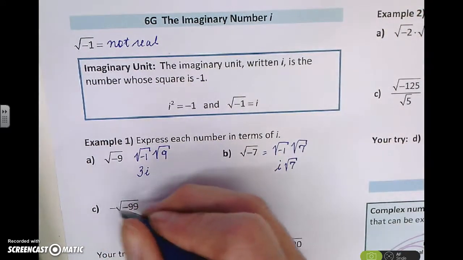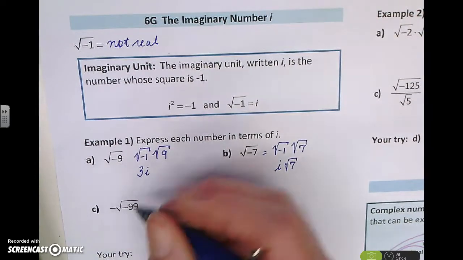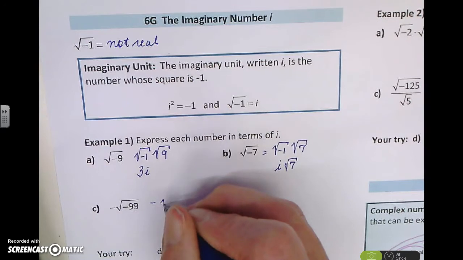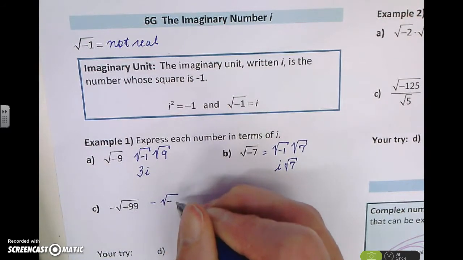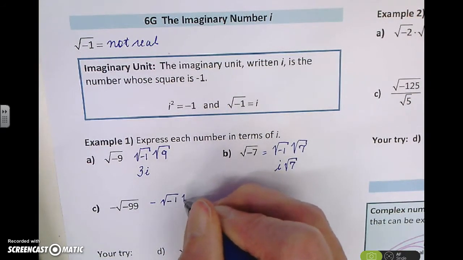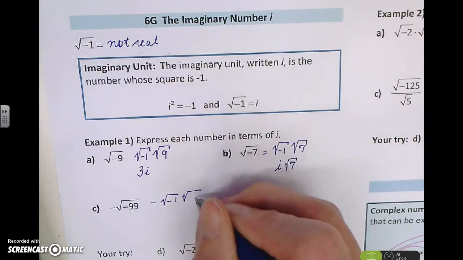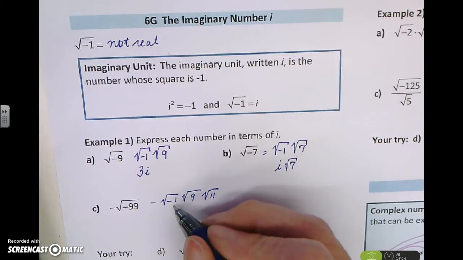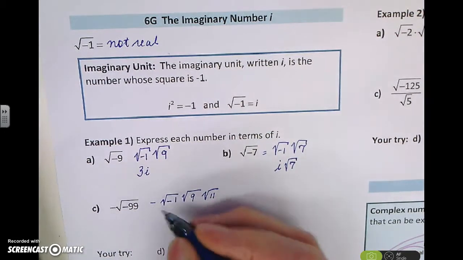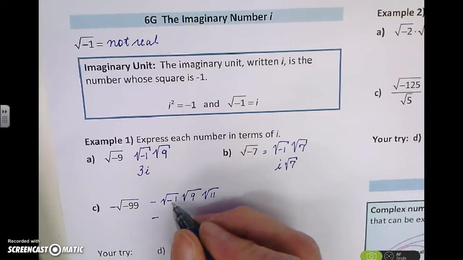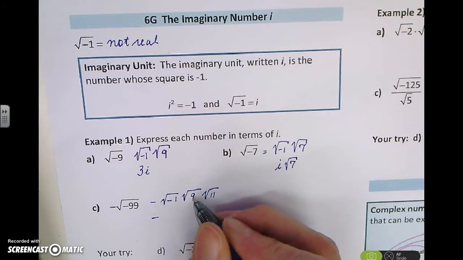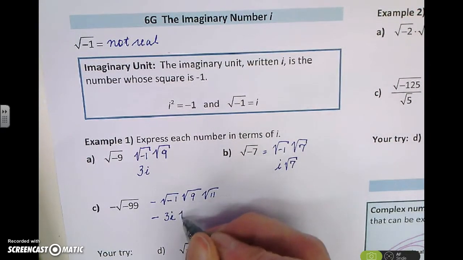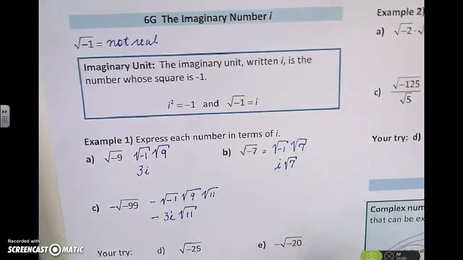And then here I have a negative of the square root of -99. So we'll work the inside first. We'll make this a -1 times 99, which we're going to break up into 9 and 11. So this gives us a negative. We still have that negative. Square root of -1 is an i, and the square root of 9 is 3, so I'm going to write 3i. And then we have radical 11.